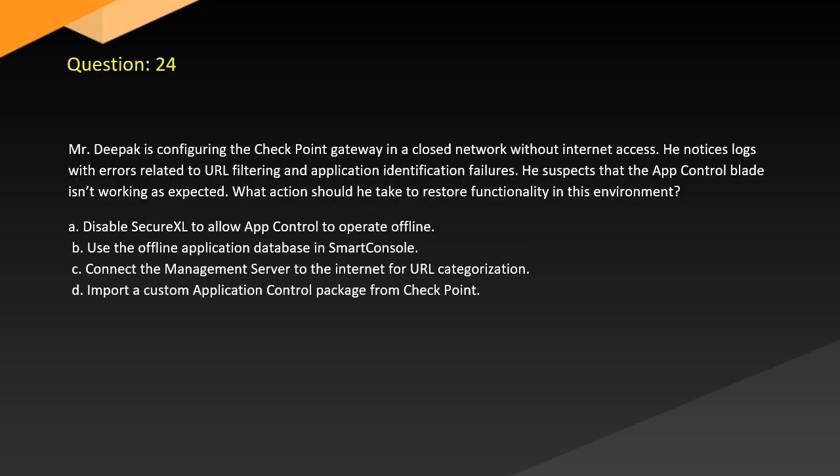Question 24. Mr. Debak is configuring the Check Point gateway in a closed network without internet access. He notices logs with errors related to URL filtering and application identification failures. He suspects that the App Control blade isn't working as expected. What action should he take to restore functionality in this environment? A. Disable Secure XL to allow app control to operate offline. B. Use the offline application database in SmartConsole. C. Connect the management server to the internet for URL categorization. D. Import custom application control package from Check Point.